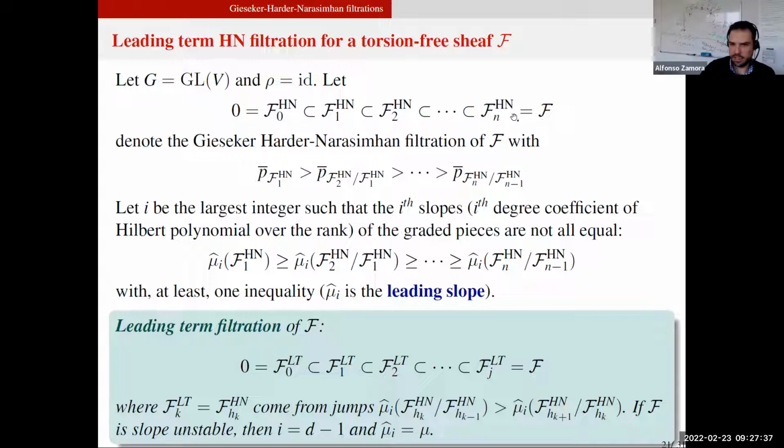So what is this Harder-Narasimhan filtration? It is a filtration for which the sequence of reduced Hilbert polynomials of the quotients gives me this chain of inequalities. These are inequalities between polynomials. So this strict inequality means that the inequality between the polynomials can occur at some degree of the polynomial. It could happen that it occurs at the degree d-1.